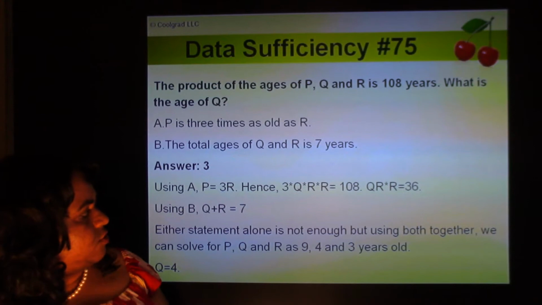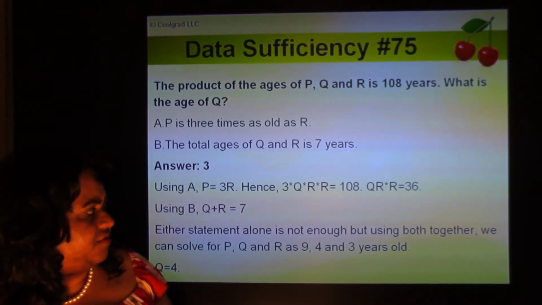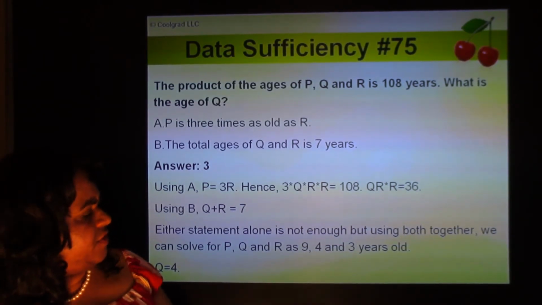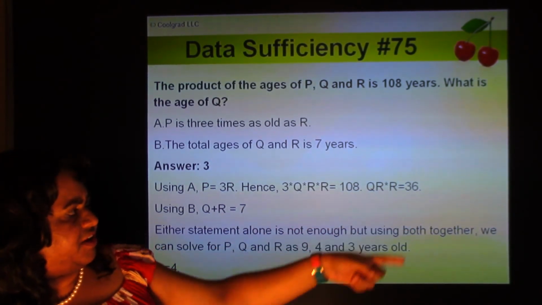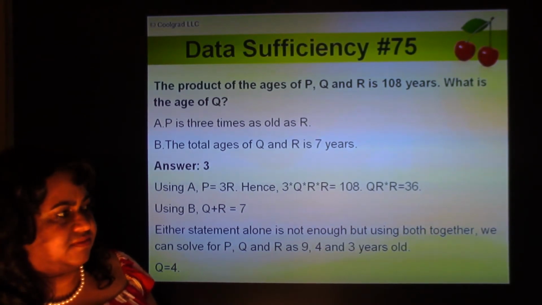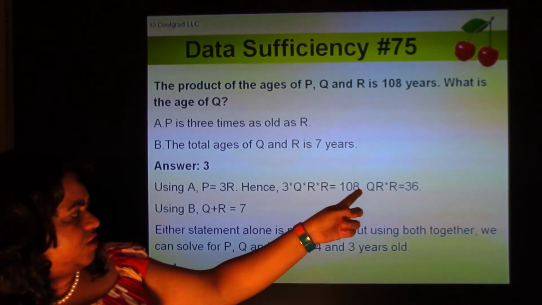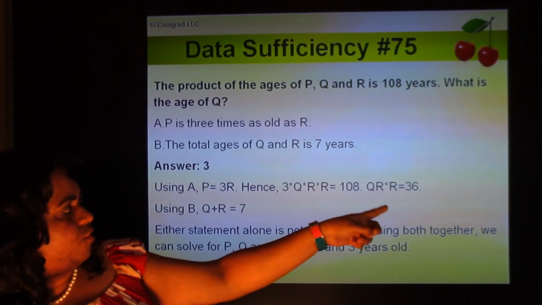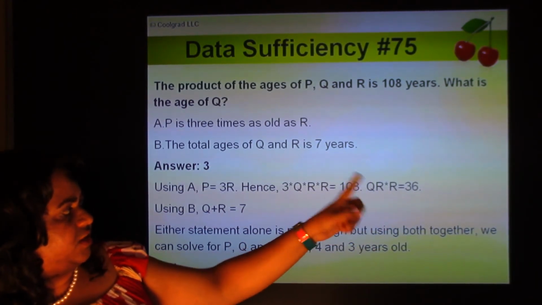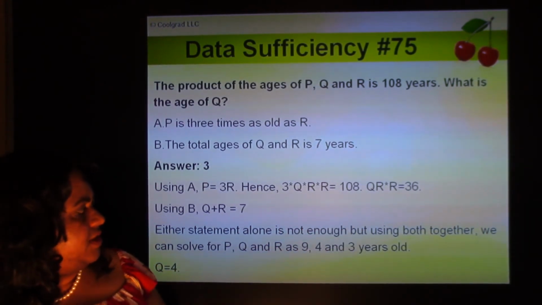So QR square is 36, right? So what can R square be? It can either be 4 or 9 or 16, right? Even if you had R square as 16, you can't multiply it by an integer to get 36, right? If R square is 9, then Q is 4, you get 36. If R square is 4, Q is 9, 36. So R square can be either 9 or 4.